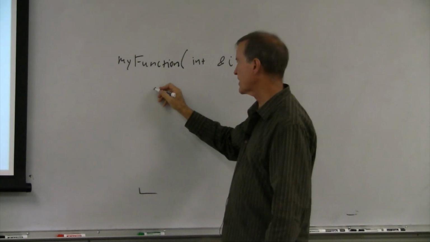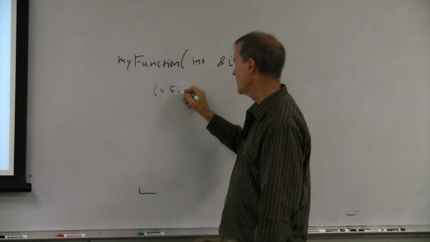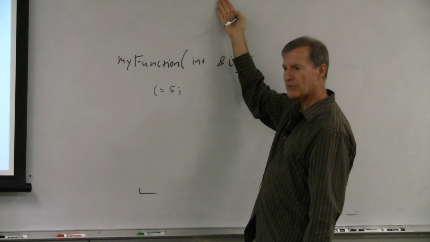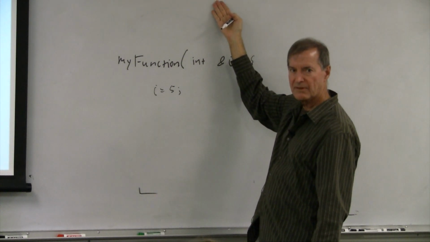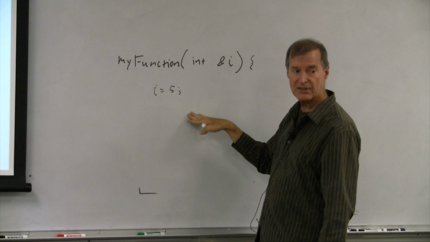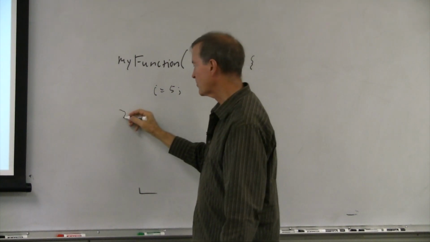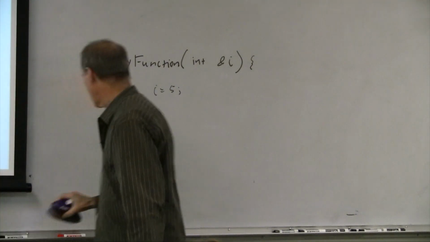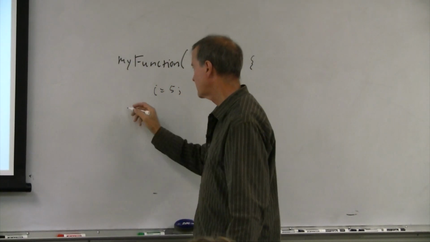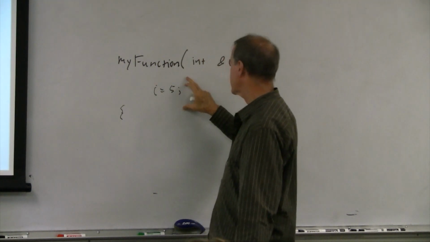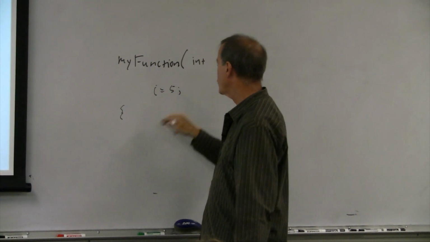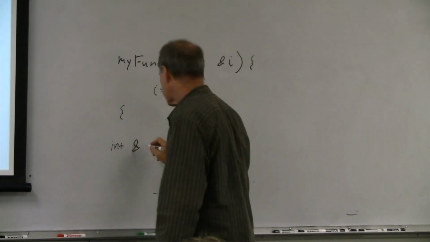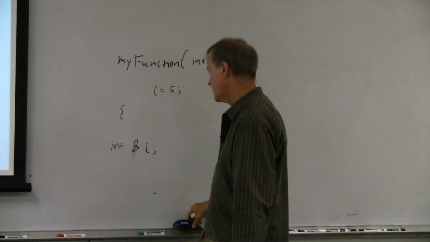And whenever you say I gets 5 here in this function, what happens? The actual parameter in the calling function gets 5, right? Because this is called by reference. It changes it. Are you with me? You remember this, right? But then we said you can actually say int ampersand I. You can say int ampersand I here.